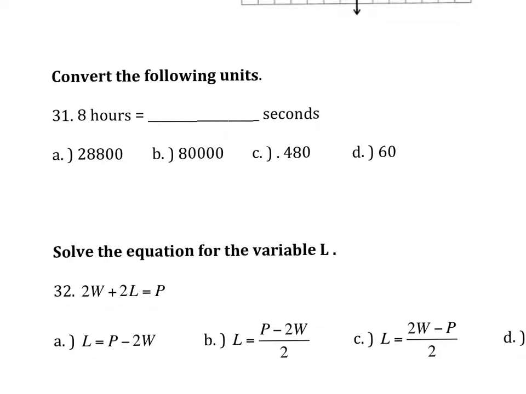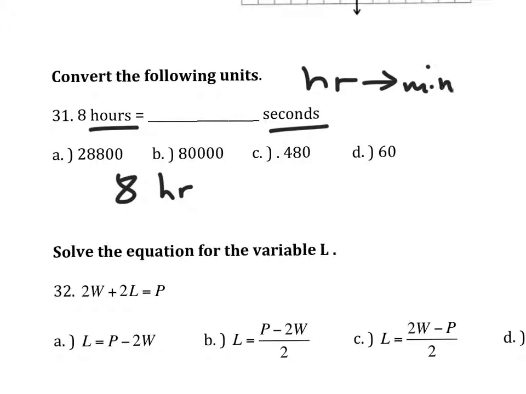Convert the following units. Child's play. Remember, you start with what you start with. Now, you might not know off the top of your head how many seconds are in an hour, but you could probably know how many minutes are in an hour, and then you know how many seconds are in a minute. So this is kind of how your conversion goes. You convert from hours to minutes. So hours to minutes is going to go first.